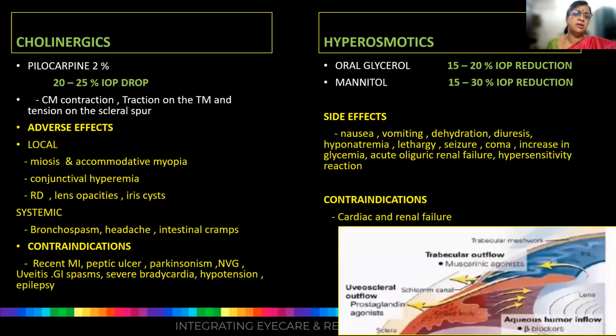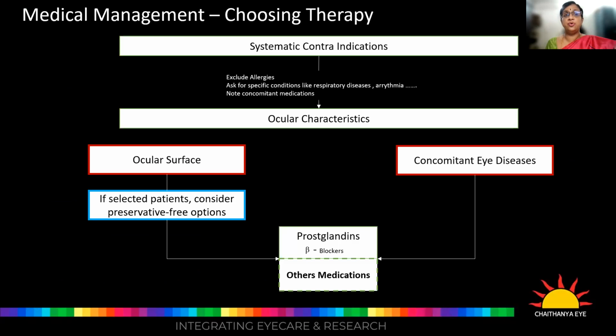Pilocarpine is not really used now. It's probably reserved only for pre-laser iridotomy or plateau iris. Hyperosmotics again are used in the acute management of glaucoma, and one should not give mannitol when the patient has a cardiac or a renal failure. So which drug to choose will depend upon the systemic contraindications and ocular characteristics. When you have a bad ocular surface, you can consider the preservative-free options. When you have concomitant systemic contraindications, you can think of prostaglandins.